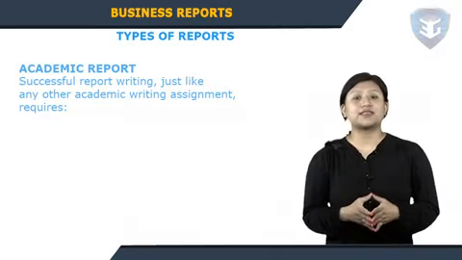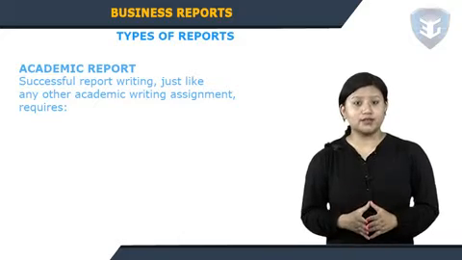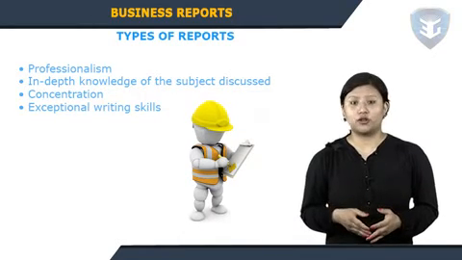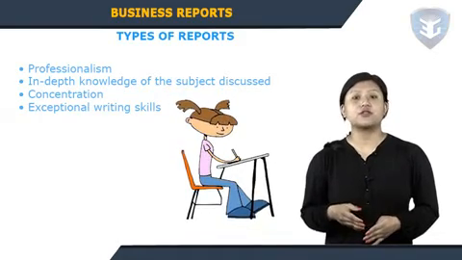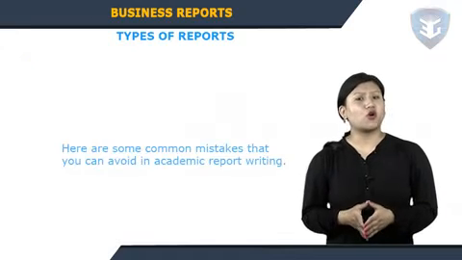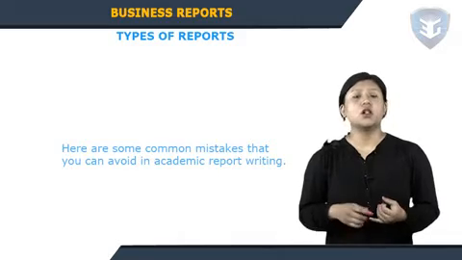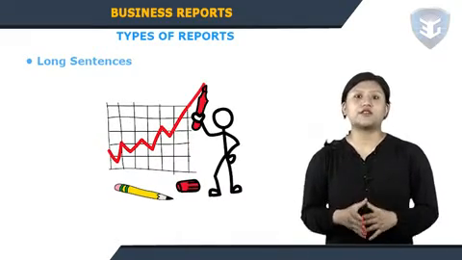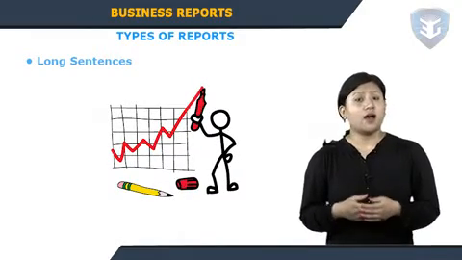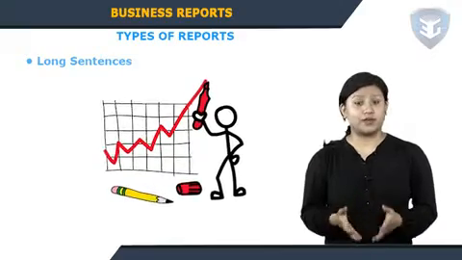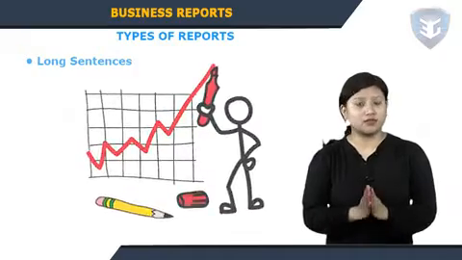Academic report. Successful report writing, just like any other academic writing assignment, requires professionalism, in-depth knowledge of the subject that is discussed, concentration, and exceptional writing skills. Here are some common mistakes that you can avoid in academic report writing. Long sentences. Students commonly write very long sentences just to fill the paper or to express knowledge on the paper. However, sometimes some sentences do not make sense. Thus, in academic report writing, it is important that you keep your sentences short.